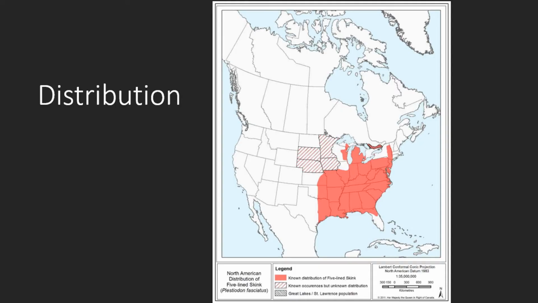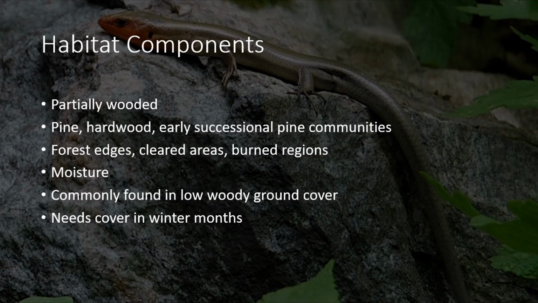For distribution, they are commonly found in the southern United States where it's humid, but their range extends all the way up to Canada and as far out west as Texas. Here are some habitat components. They are commonly found in partially wooded areas where there is sunlight as well as thermal cover.